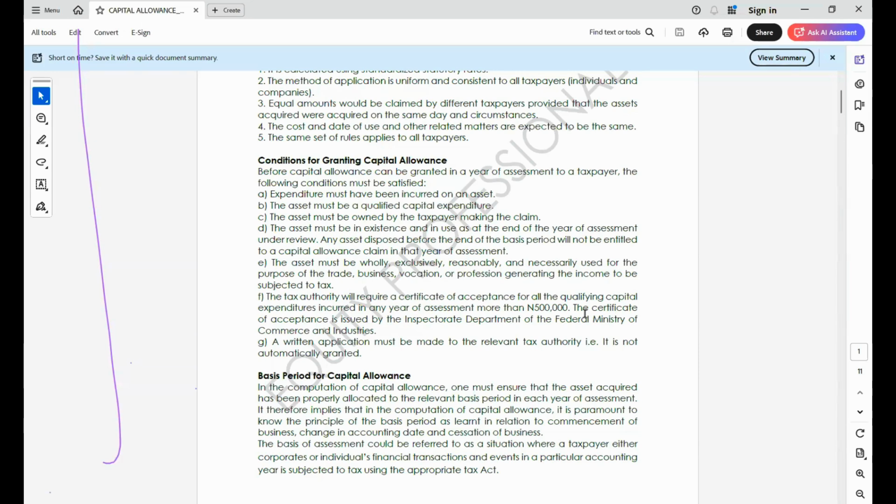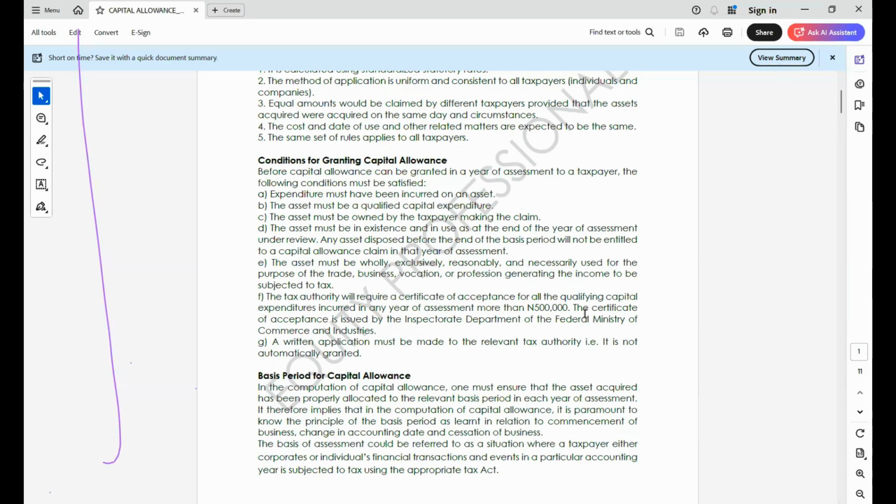And it is expected that if that particular class of expenditure exceeds or is up to 500,000 naira or more, where you are going to spend 500,000 naira to purchase a motor vehicle or a particular asset, you get that certificate from the Federal Ministry of Commerce, Trade and Industry through the Inspectorate Department. So those are the conditions required before capital allowance will be granted to a taxpayer.